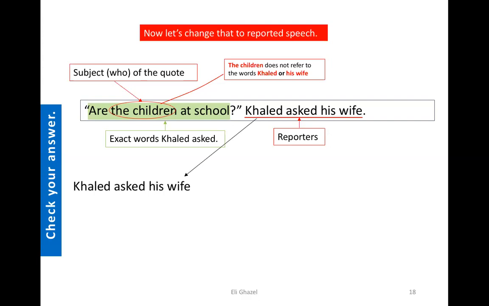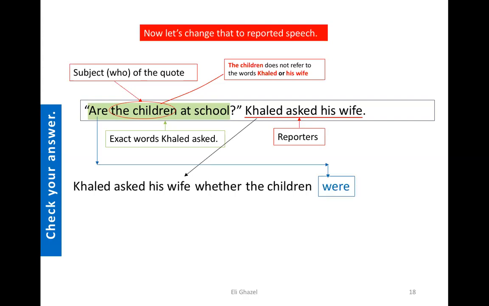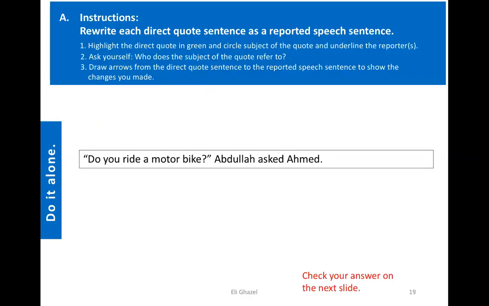Khalid asked his wife whether, and remember we can say if, the children were, so the R has been changed to were, at school. Now we're going to give them another one. And again, we're going to cut this short so that the students can do it alone. You can pause the video here, or you can use the PowerPoint in the link below the video to access the PowerPoint that is without narration and that you can advance or back at your own convenience.